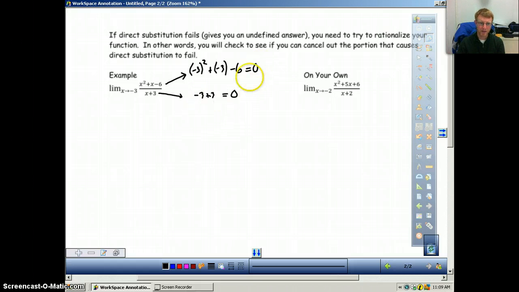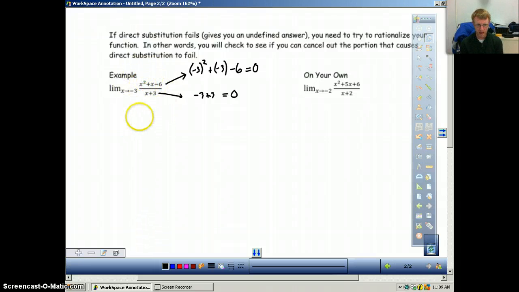So keep in mind, we can't do 0 over 0. That's undefined. But because the top and the bottom are the same number, it tells us right away that we can cancel something out, that we can rationalize this function. How do we do that? The same way we did it in the review section that we were doing.